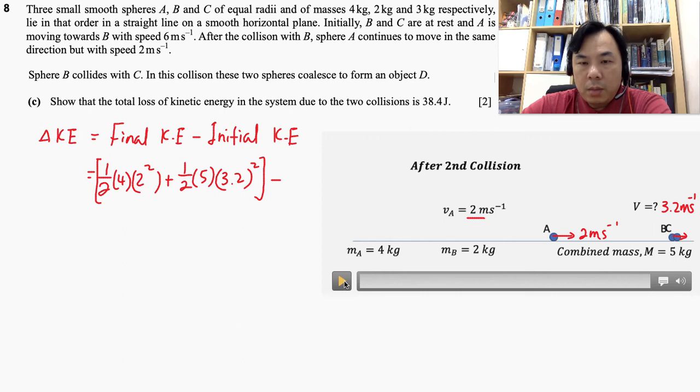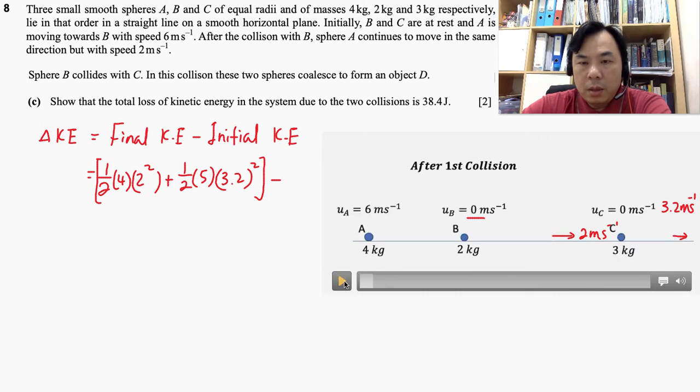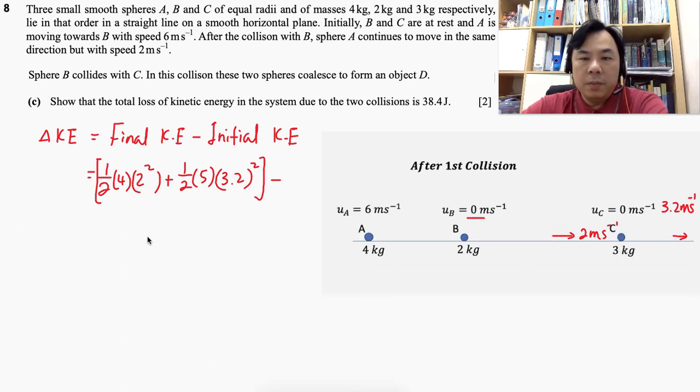So let me show you one more time here. At the beginning there, you can see that the only object that has kinetic energy is sphere A, moving at 6. So we're going to remove that off: 4 kg moving at 6 meter per second. So that's how it looks like. So let's give that a try here. So we have a 2, we have a 8 here.